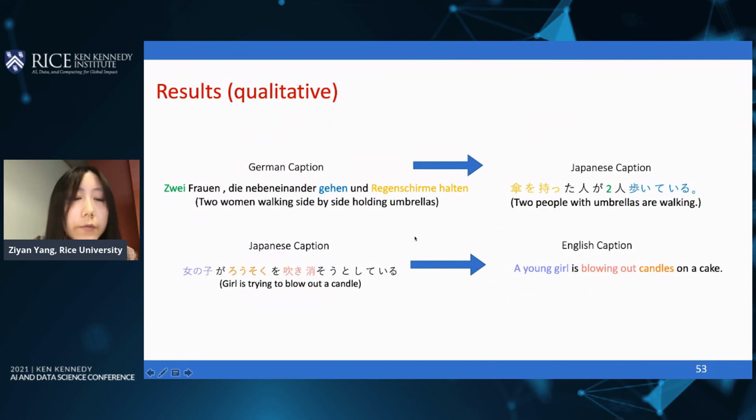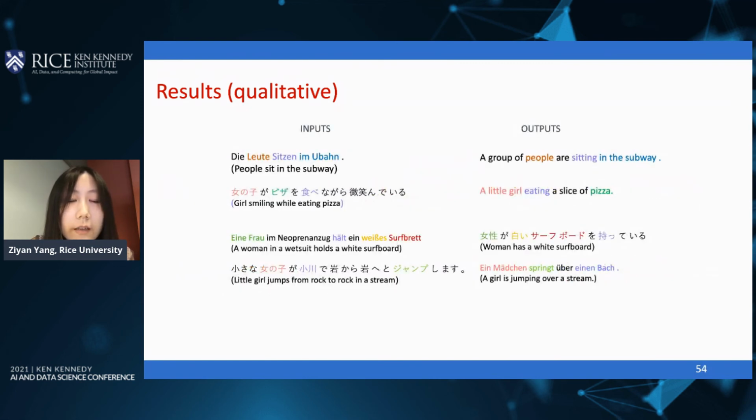So if we only use one language caption to help the generation for another language, here are some examples. Here we use a German caption to generate Japanese sentences, or use a Japanese caption to generate English sentences. As we can see, several important contents can be mapped back to the provided caption. Here are more examples: German to English, Japanese to English, German to Japanese, and Japanese to German.